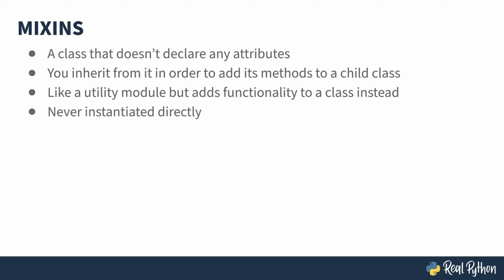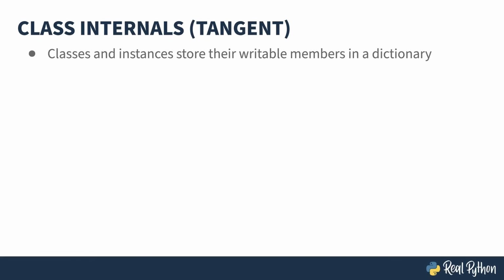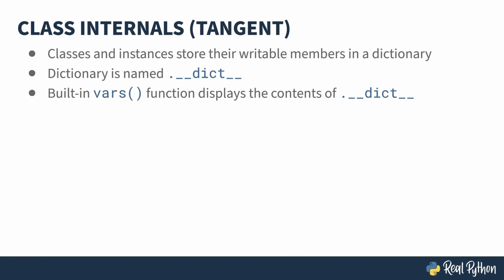Mixins are never instantiated directly, and you'll see them a lot in frameworks. For example, in Django, you might use one that adds database query features, and you'd mix it in with your database models. A quick tangent before I show you a mixin. Python stores the writable members of classes and objects in an internal dictionary. This dictionary is named dunder dict. The built-in vars function displays the contents of that dictionary on your object.